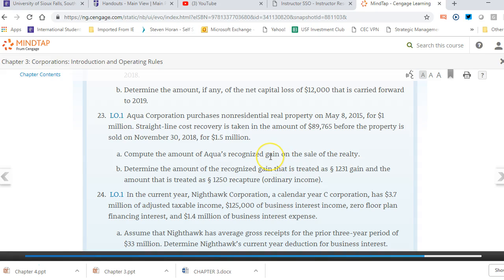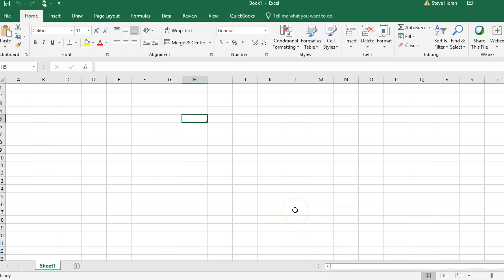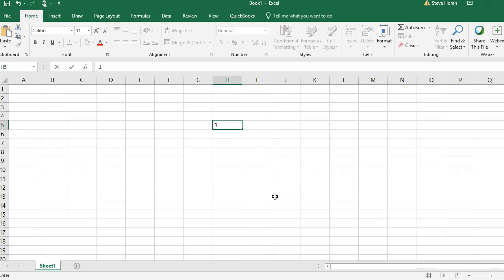So it's called depreciation recapture. And there's a little section in the chapter about that. So I'm going to do this one in Excel. And so remember that we have money, cash of $1.5 million. And we subtract from that this item here. We're going to take $1 million. Remember, that was our basis.